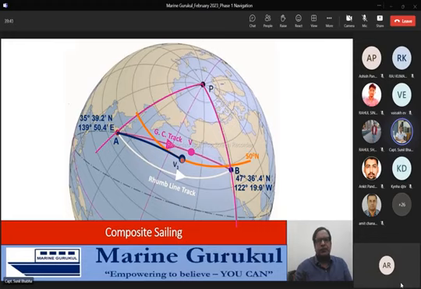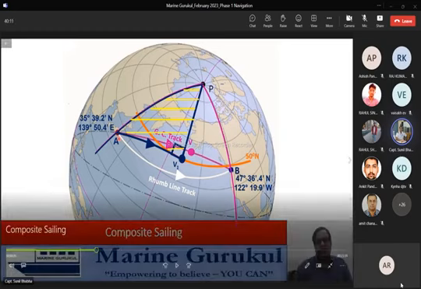V1 represents the vertex of this blue GC track AV1. Now this is a GC track obviously. This is the meridian of V1, the vertex. We all know that this meridian will make an angle of 90 degrees at V1. So what do we get? We get this shaded right angled spherical triangle. PV1A is a right angled spherical triangle.